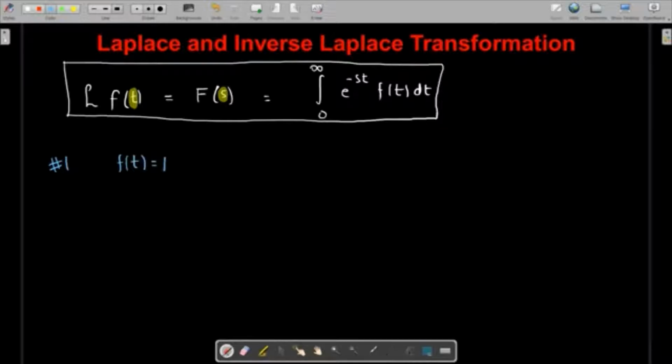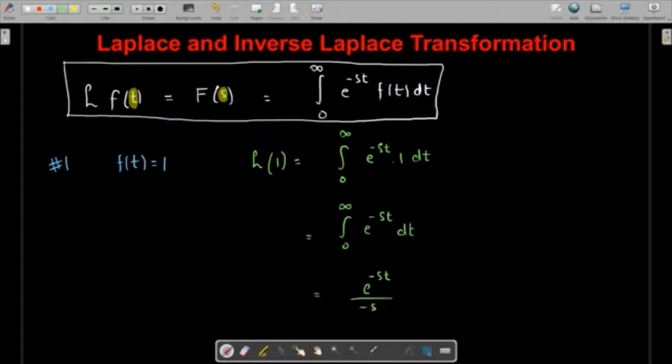Let's say the function is 1. That's it. This is a function, and we are going to find the Laplace. So the Laplace transformation of 1 is going to be the integration from 0 to infinity of e raised to minus st, and we replace f(t) by 1. So we have 1 dt. It's as simple as the integration within the limits of 0 to infinity of e raised to minus st dt. And the integration of e raised to minus st is e raised to minus st over minus s. Just a basic rule, this minus s comes down in the denominator, and we have the limits from 0 to infinity.